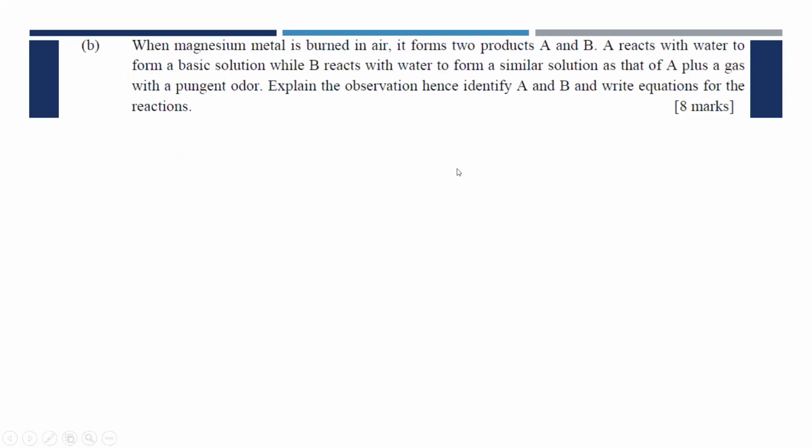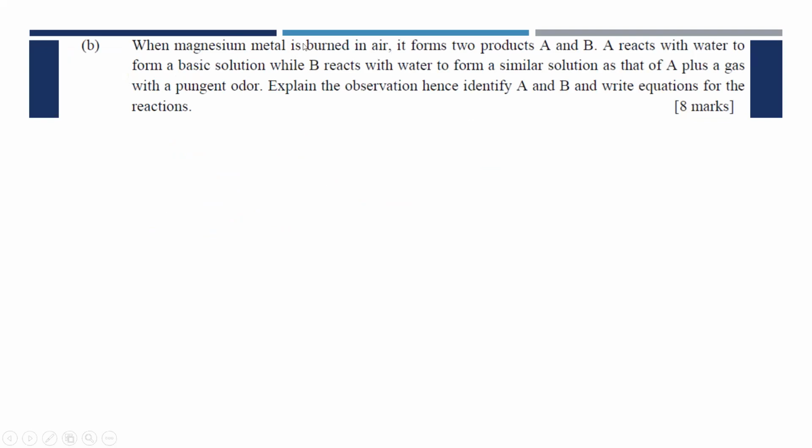Then immediately it goes to 5B. When magnesium burns in air, it forms two products, A and B. A reacts with water to form a basic solution, while B reacts with water to form a similar solution of A plus a gas with a pungent odor. So explain this observation, identify A and B, and write the equations for the reactions.